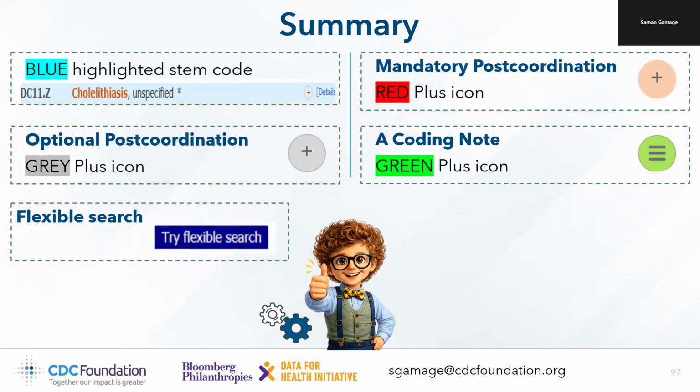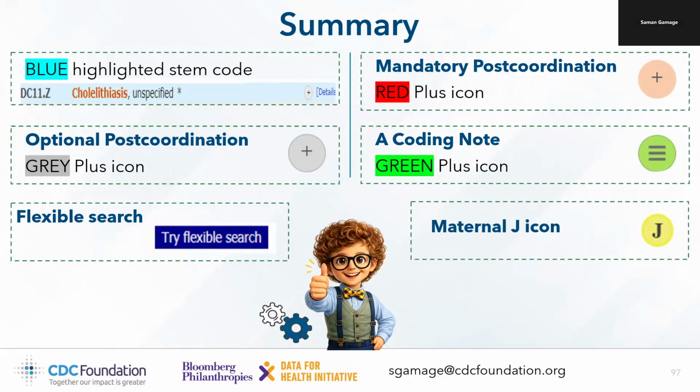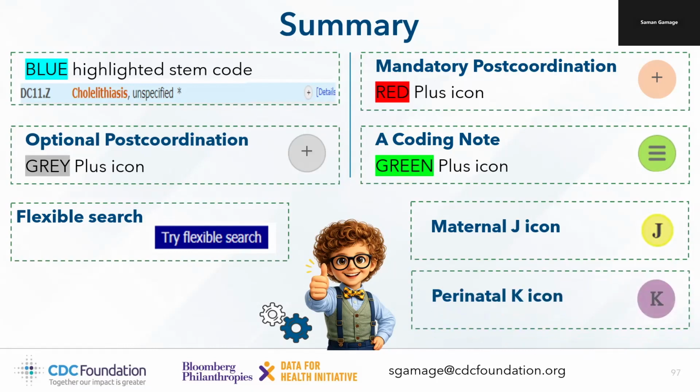And then flexible search. We discussed a couple of examples for flexible search. So if flexible search is necessary, you can click on try flexible search. Then maternal J icon to indicate maternal codes. This is the yellow J icon. And when the case is a perinatal condition occurring during the perinatal period, this is indicated by the purple K icon.